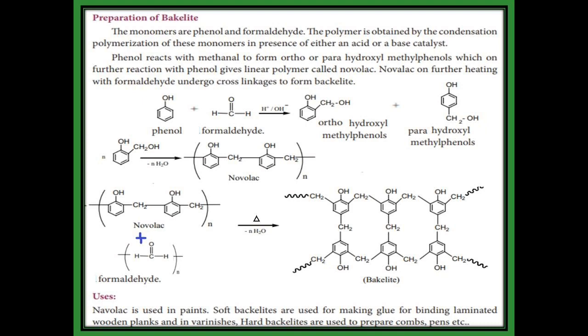It gives a linear polymer that is called Novolac. Again, that Novolac is further heated with formaldehyde, it gives bakelite. It is a cross-linked polymer. Bakelite is a cross-linked polymer.